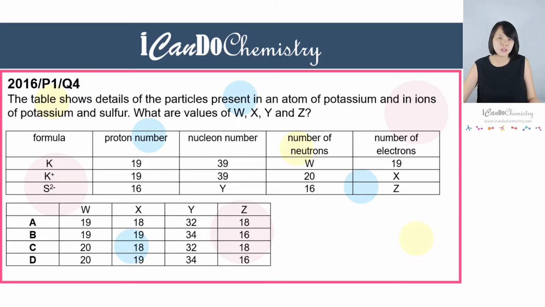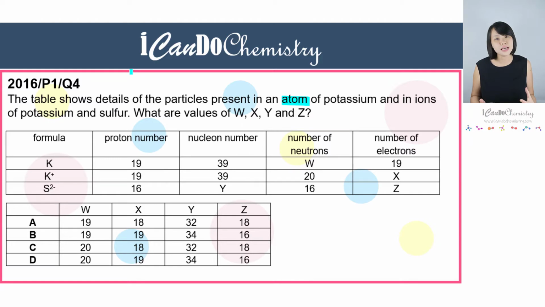The table shows details of the particles present in an atom of potassium and in ions of potassium and sulfur. Now, we are to determine what are the values W, X, Y, and Z. So you see the word atom. So let's recall, what is an atom?